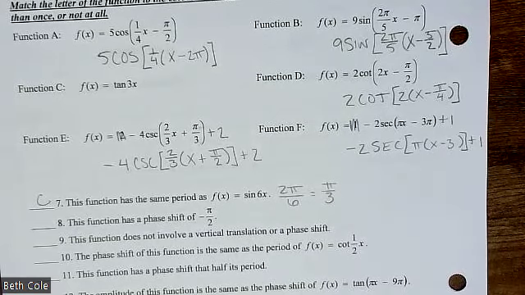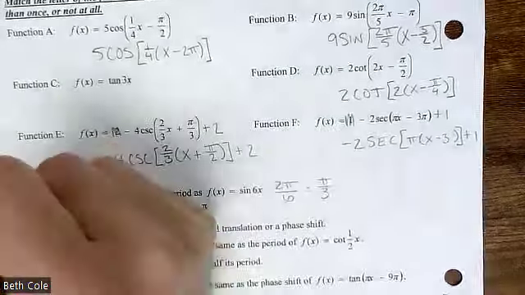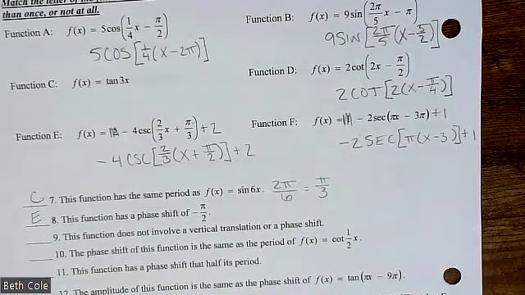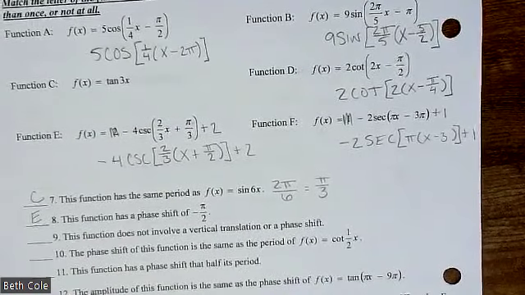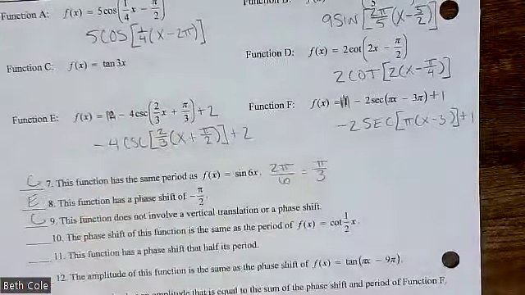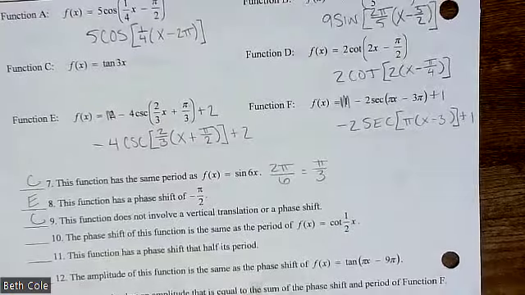All right, which one has a phase shift of negative, or left, pi over 2? Well, we factored them all. Go find which one has the left pi over 2. E, good. All right, this function does not have a vertical translation or phase shift, so it didn't move up, down, left, or right. C, that has no changes in it. Well, it has a shrink, but it's not a vertical translation or phase shift.